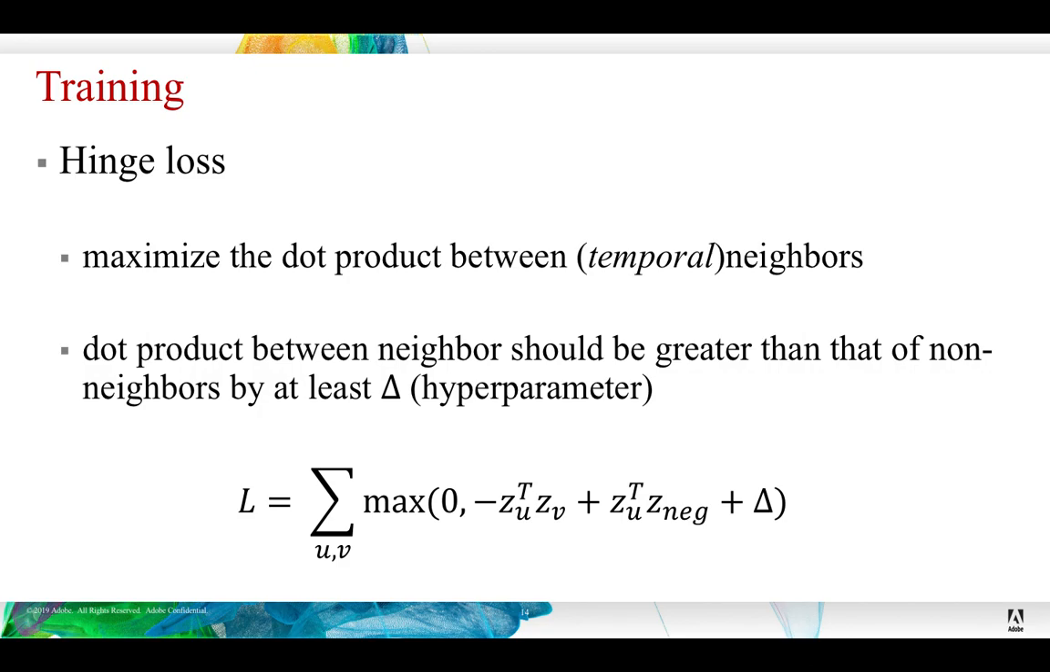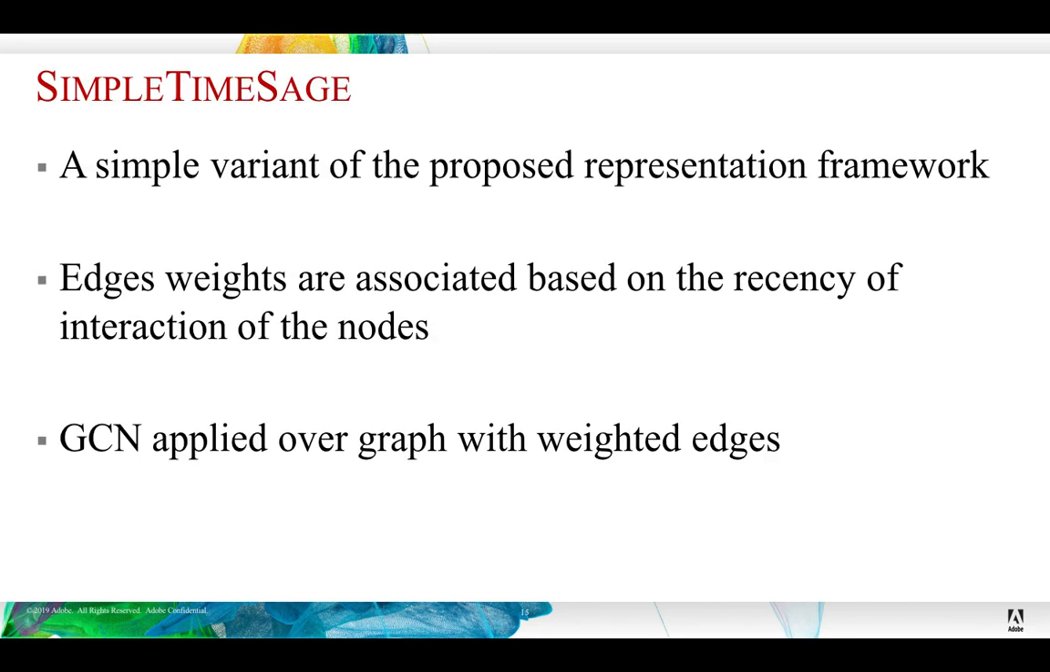In addition to TimeSage, we also introduce a simple version of TimeSage that incorporates temporal information via weighted edges. The underlying idea is that a recent edge is weighted more compared to an edge which is older in time. We then apply GCN over the graph with weighted edges. To look at the details of the aggregation function, you can check out section 3 of the paper.